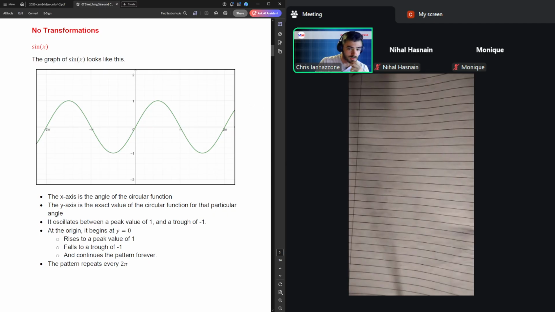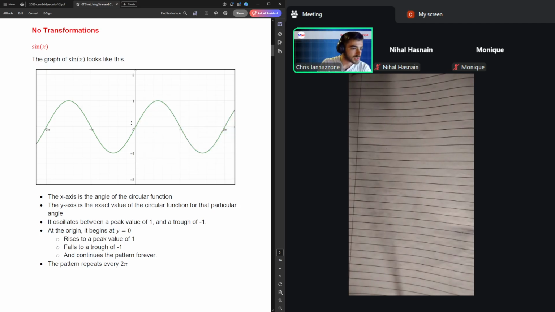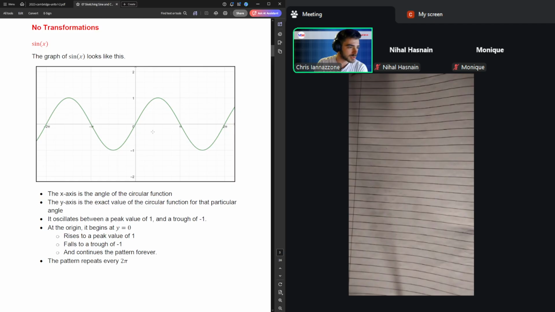As far as the general shape of circular functions, they more or less look the same as each other, where they have this sort of wave-like pattern. This is the graph of sine x. Sine will always start at a 0 and then immediately move up to its peak afterwards, whereas cosine will start at its peak and then move down from there. When I say start, I just mean what's happening at the origin, or at least at x equals 0. So there's a minor difference between those two.